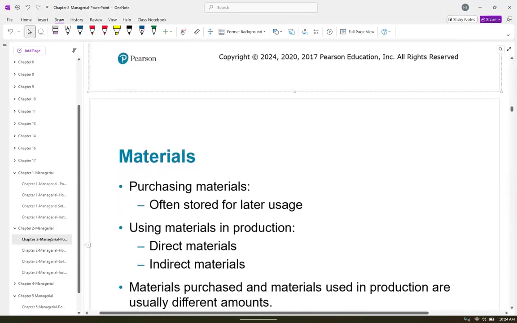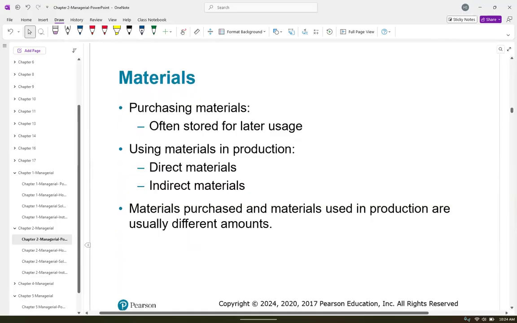All right, so materials, we're going to purchase materials. Often they're stored for later usage. I had mentioned there is a big push for just-in-time inventory, where they bring the potatoes to the factory and dump them right on the assembly line. Don't take it to a warehouse and let it be stored for a week or two and then have to spend more money getting it from there to the assembly line. They plan it out so it just gets dumped right there on the assembly line.